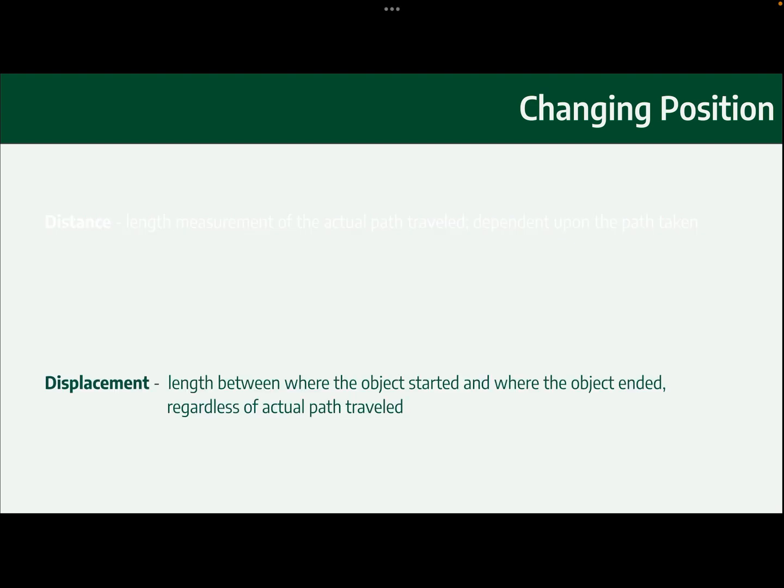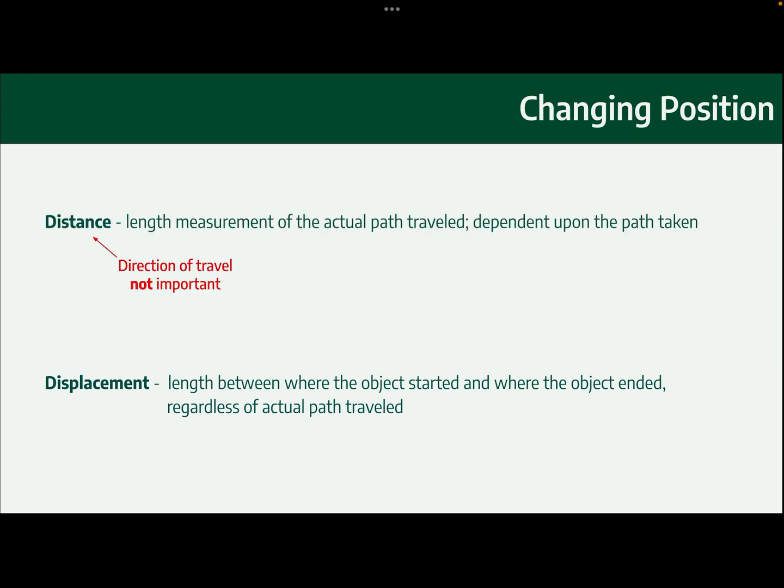Displacement is a length measurement between where the object started and where the object ended, regardless of the actual path traveled. So with distance, the direction of travel doesn't matter, right? I'm looking at how far it went, all the way through the whole idea. Versus displacement is like, okay, where did it start? Where did it end? And its direction of travel throughout that process is very, very important.